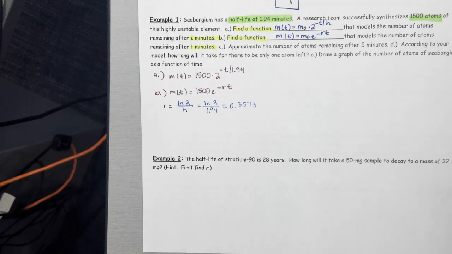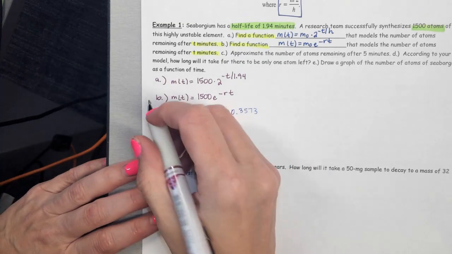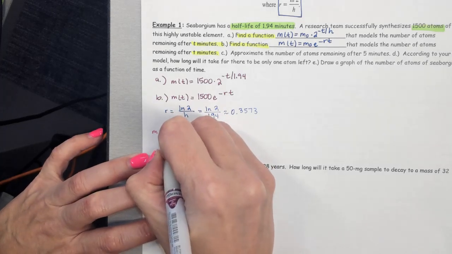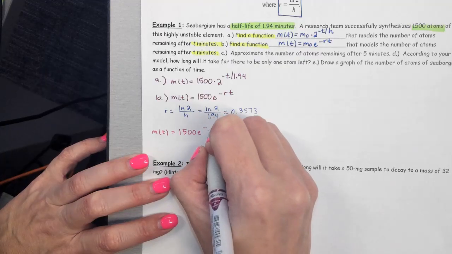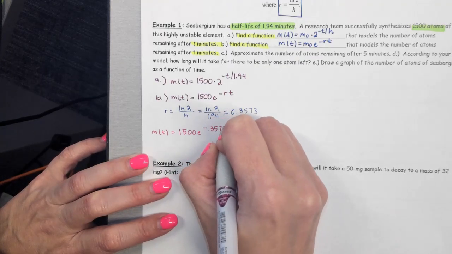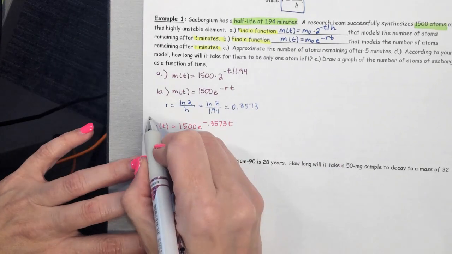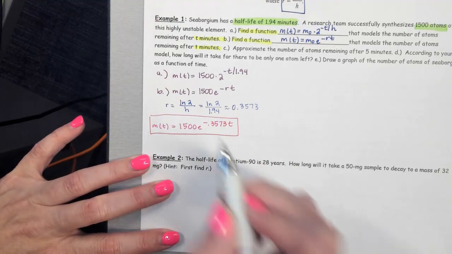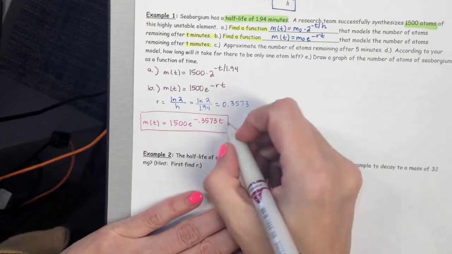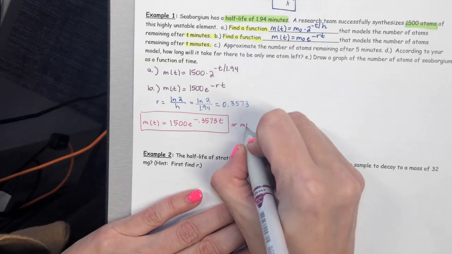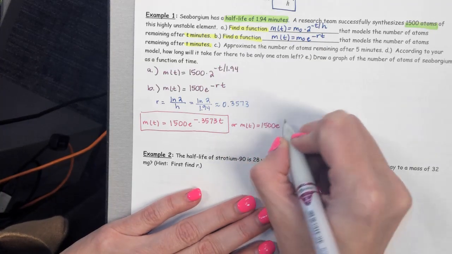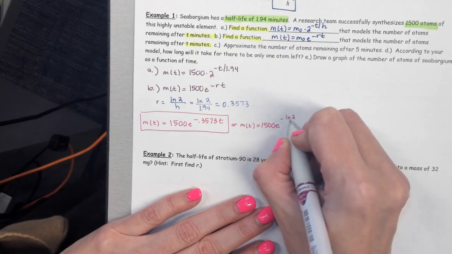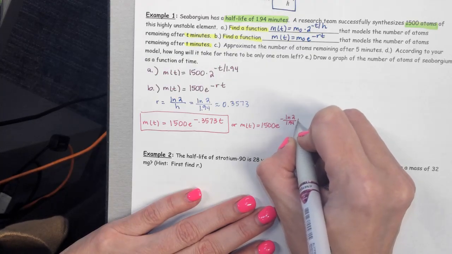So your M of T is going to be equal to 1,500 e to the negative 0.3573t. If you want to leave it as an exact value, you can. You can leave it as the natural log of 2 over the 1.94t.